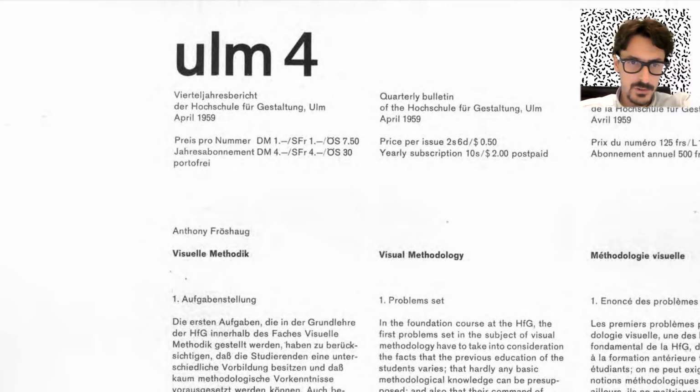The author is Anthony Froshaug, a well-known English typographer who is also a lecturer at the Ulm School of Design between 1957 and 1961. Visual methodology is the title of an article written by Froshaug for the fourth issue of the quarterly bulletin of the Hochschule für Gestaltung, published in April 1959.